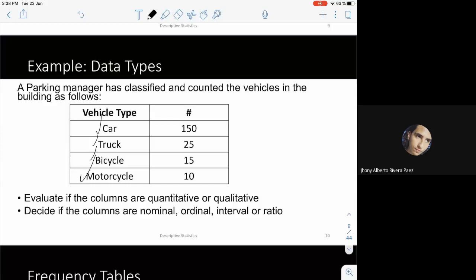So please guys, I'm going to give you a couple of minutes so you can check and define whether the first column, what type of variable it is, and same thing with the second one.